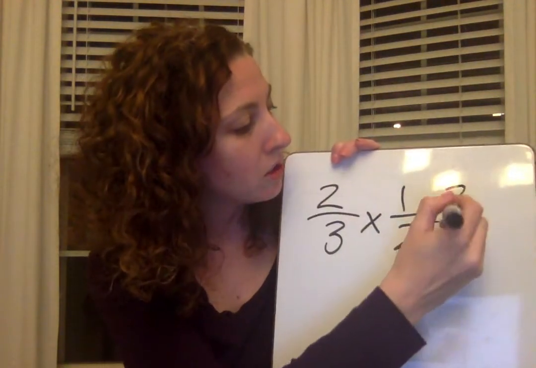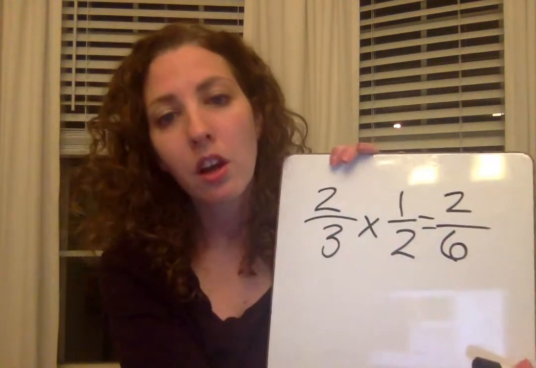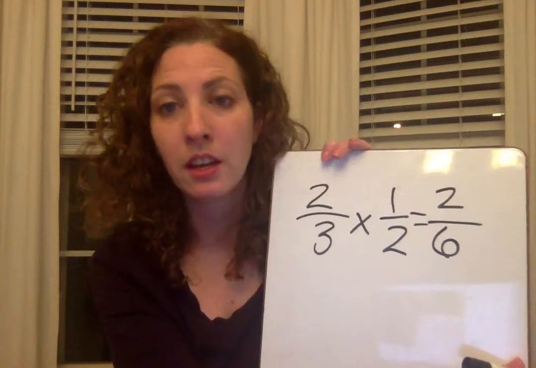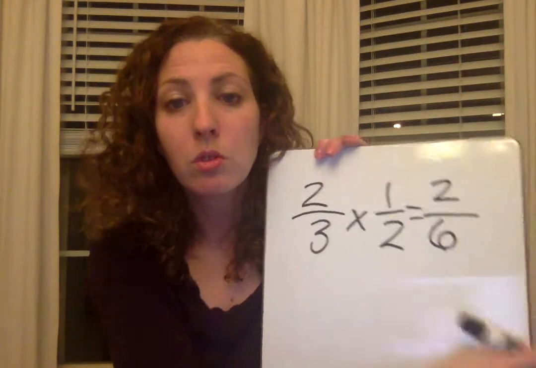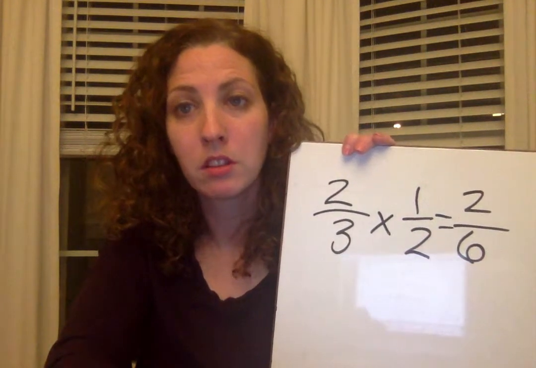2 times 1 is 2. 3 times 2 is 6. All right, that can be simplified, but if you have 2/6, I am happy to take that answer. That's it. So 2/6 of those bears are brown males.